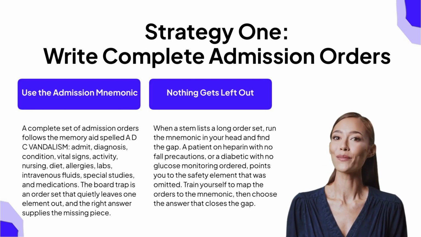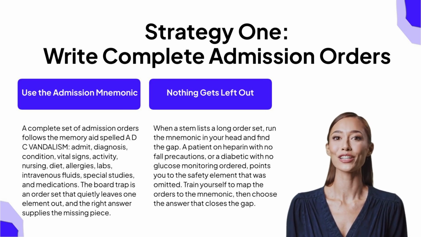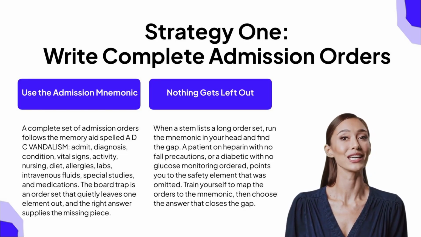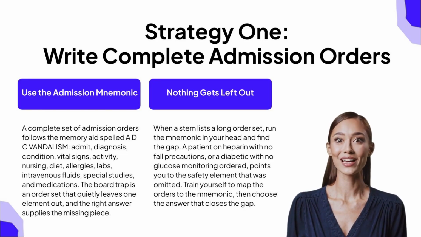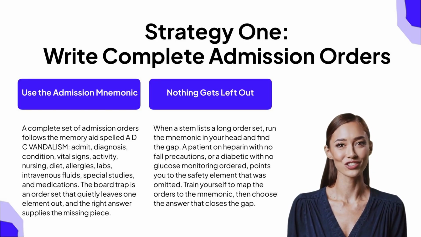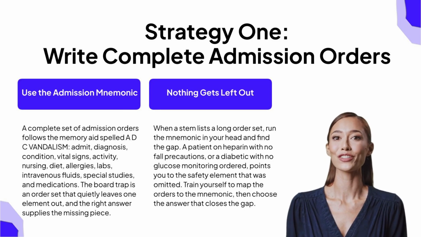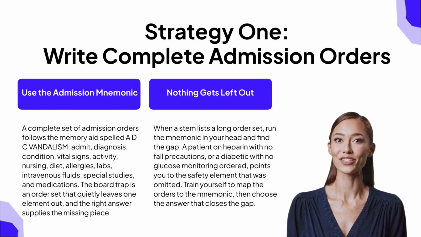The most common trap on the boards is an order set that looks reasonable but quietly leaves one element out. The right answer supplies the missing piece. So when a stem hands you a long list of orders, run the memory aid in your head and hunt for the gap. A patient on a blood thinner with no fall precautions, or a diabetic with no glucose checks, is pointing you straight to the safety order that was omitted. If you simply refuse to skip a letter, you will catch these every time.